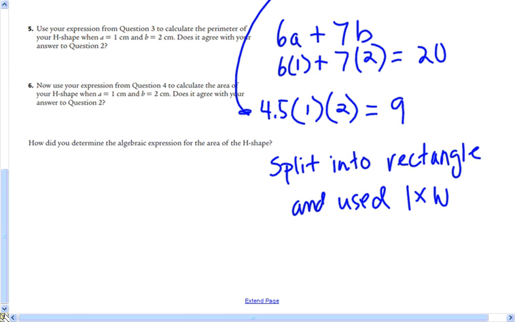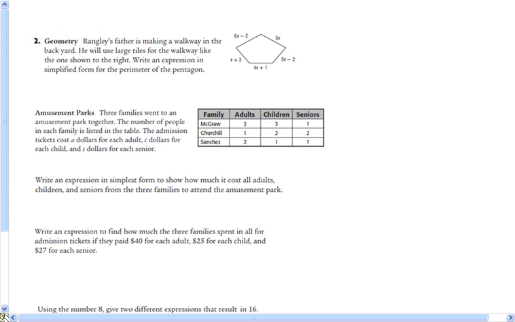All right. Now, all these problems have to do with creating expressions and simplifying those expressions. So I'll do a couple, and then the other ones we can do in class. But this first one, Rangley's father is making a walkway in the backyard. He will use large tiles for the walkway, like the one I write. Write an expression in simplified form for the perimeter.